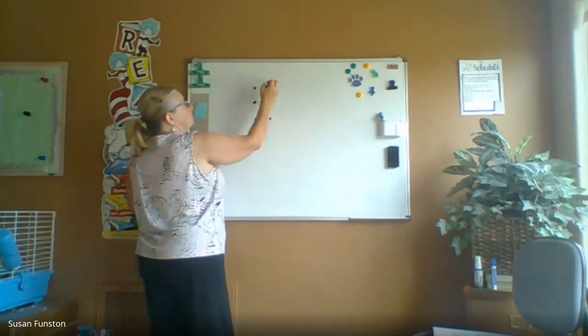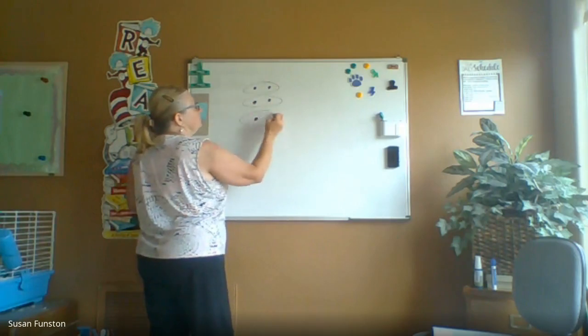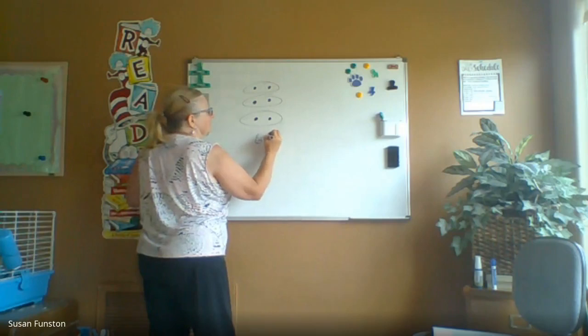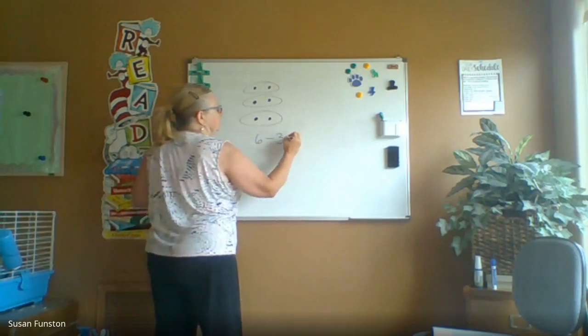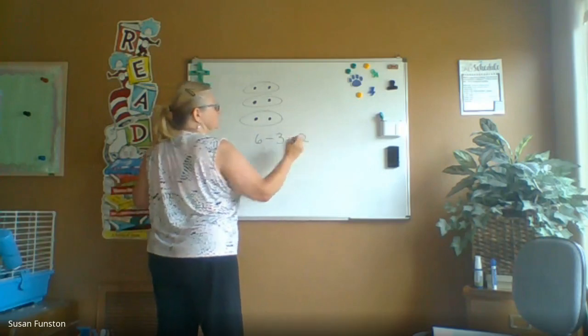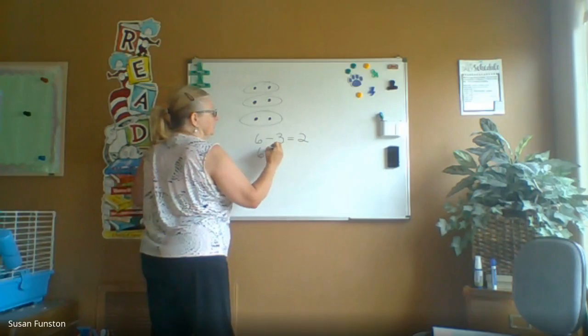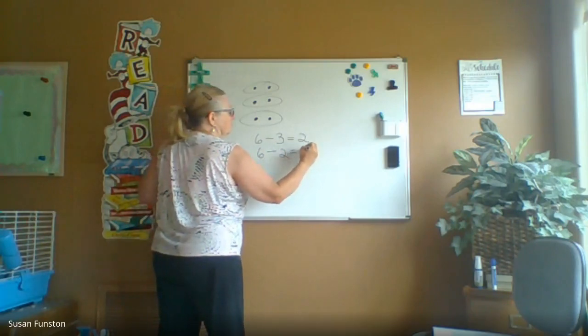So how many groups did I have? 1, 2, 3. So 6 divided by 3 equals 2. We could also say 6 divided by 2 equals 3.